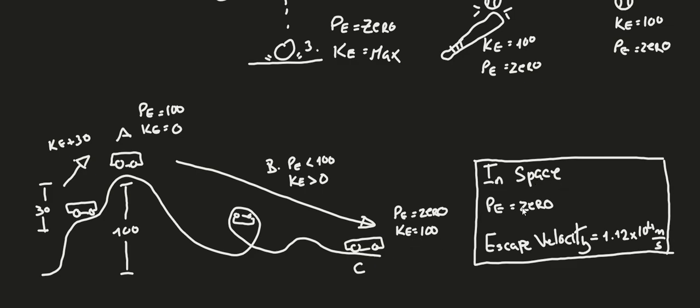In space, the potential energy is 0 because there is no gravity. In order to launch an object to space, we need to reach an escape velocity equal to 1.12 times 10 to the 4th meters per second.